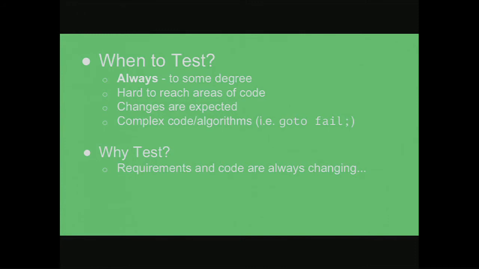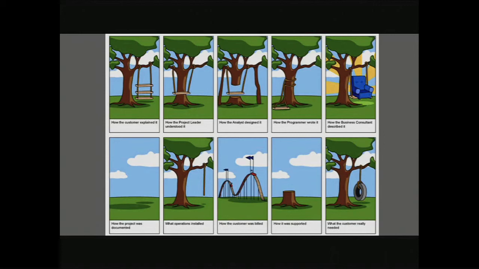I really don't like this comic, but it's overused, but it explains why you should test very well. So there's how the customer explained it, and it's a swing that doesn't make sense, and how the programmer wrote it. It doesn't really make sense. These are just two pieces that are very complex in a very complicated application lifecycle. So your code will change as requirements change. Your code base will evolve.